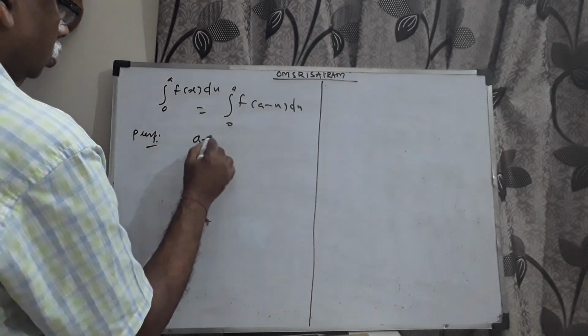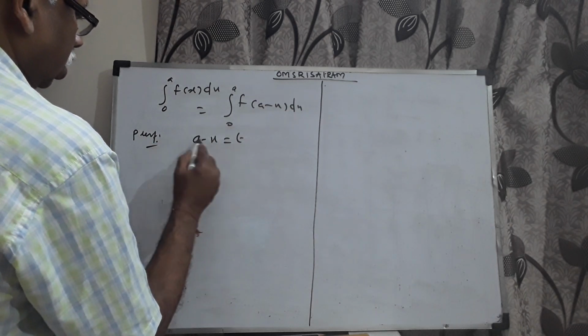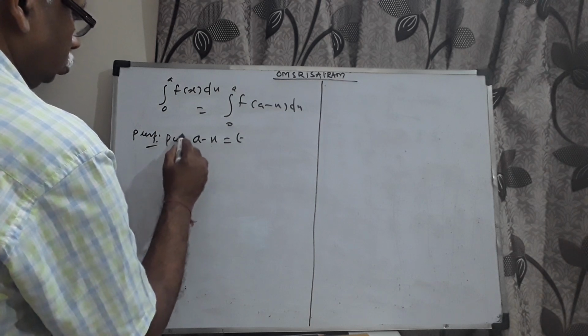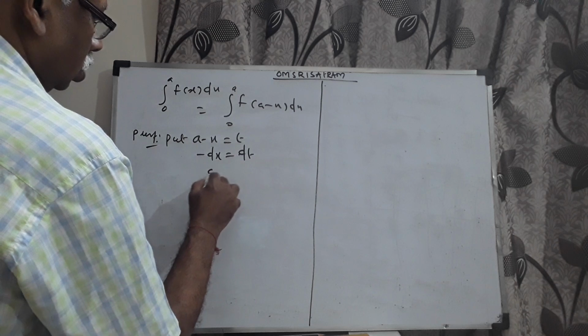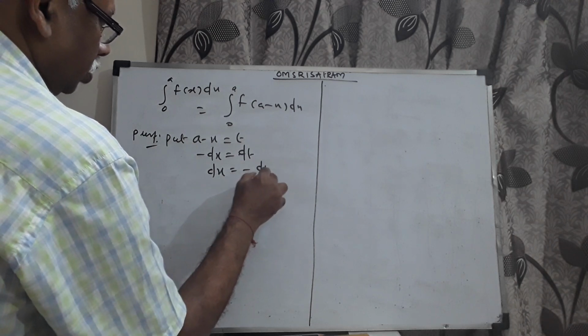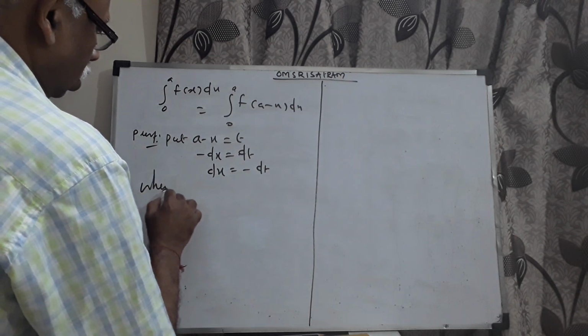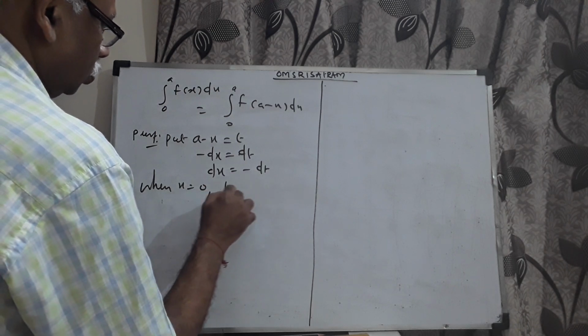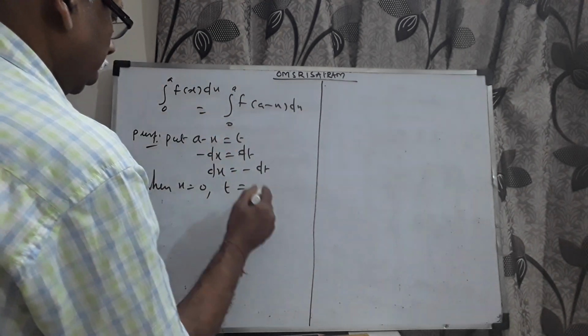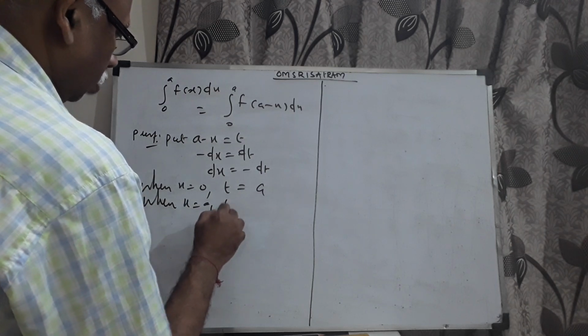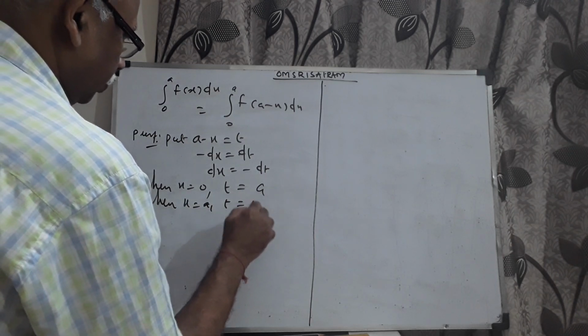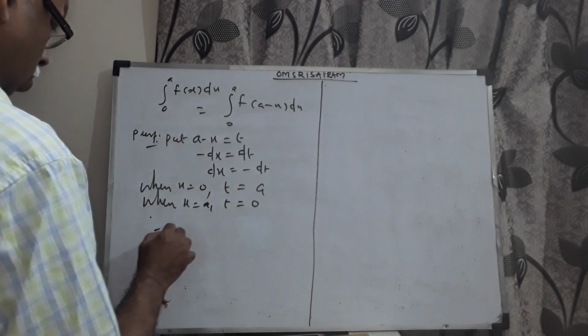Just see here. I'll take a minus x equal to t. Now minus dx is equal to dt, so dx becomes minus dt. When x is equal to 0, t will be equal to a. When x is equal to a, my t will be 0, since a minus a becomes 0.